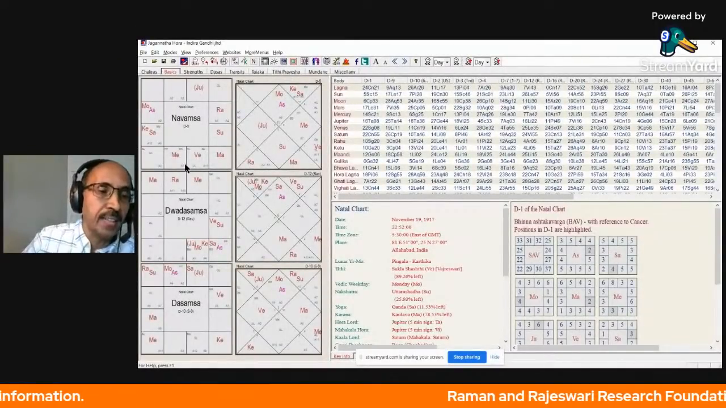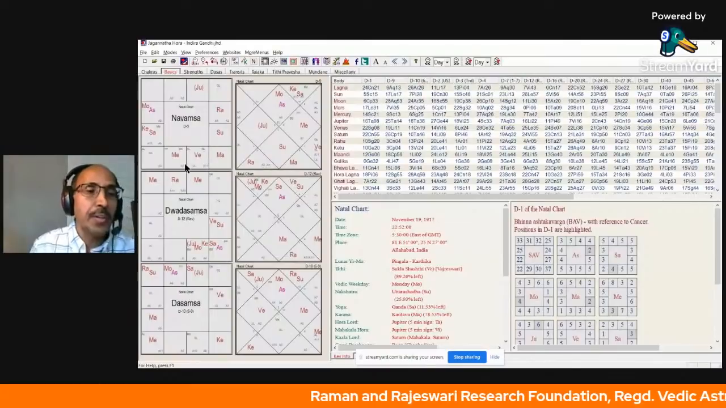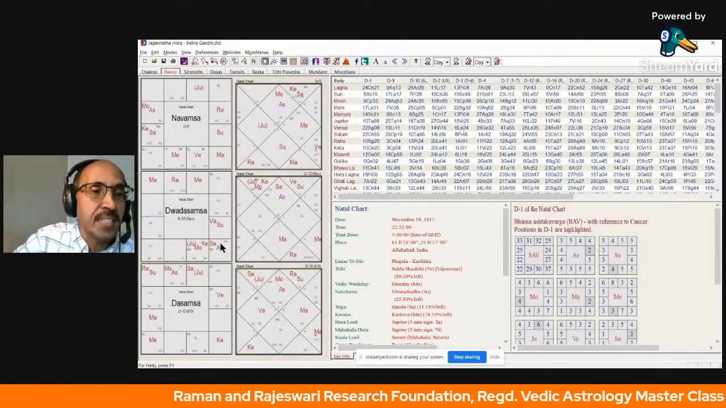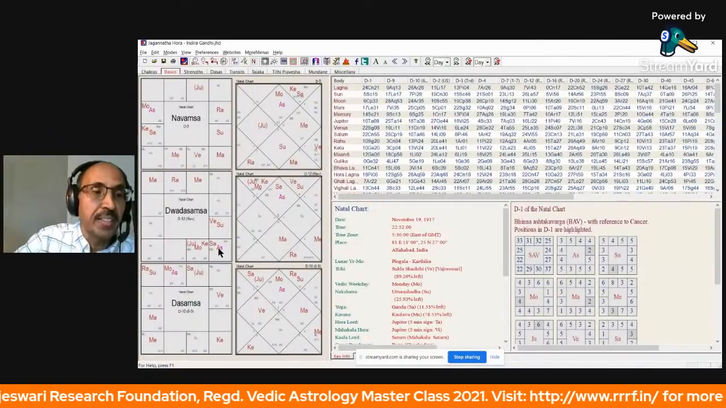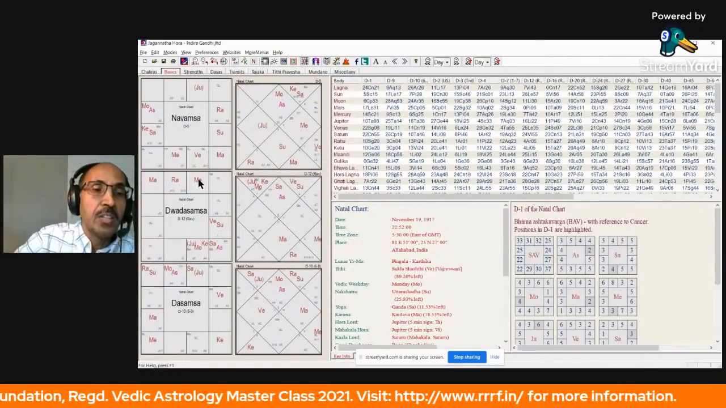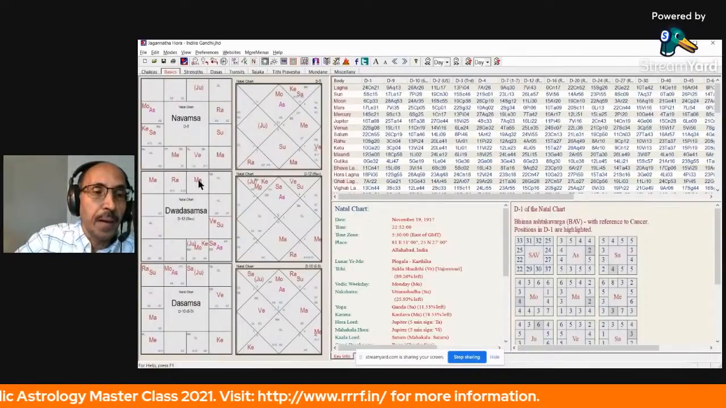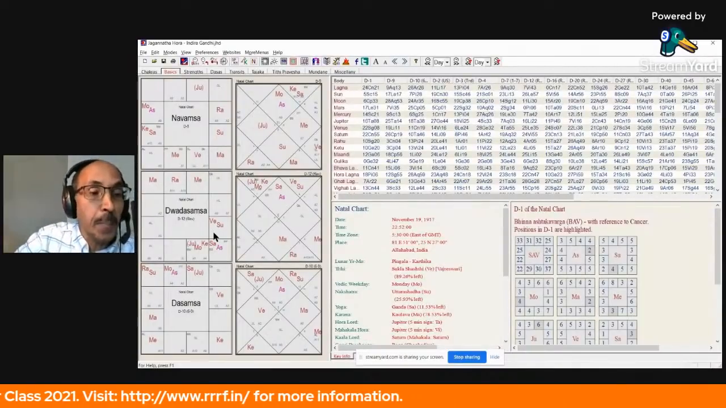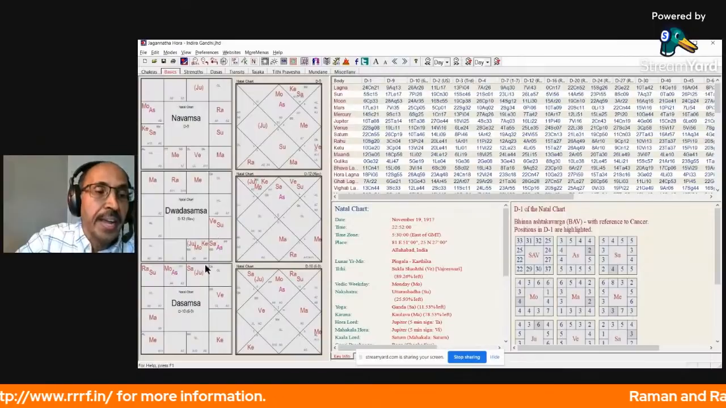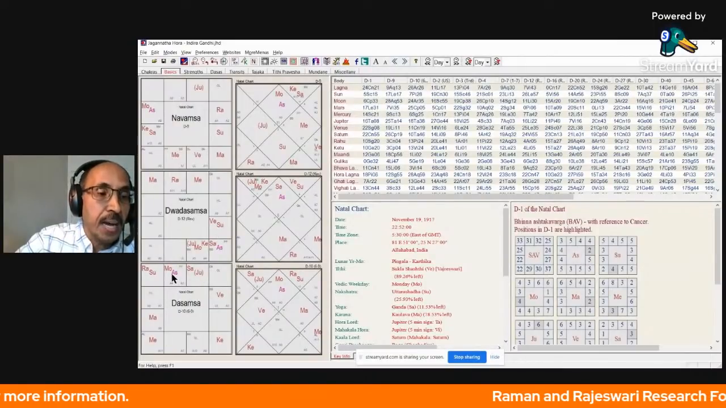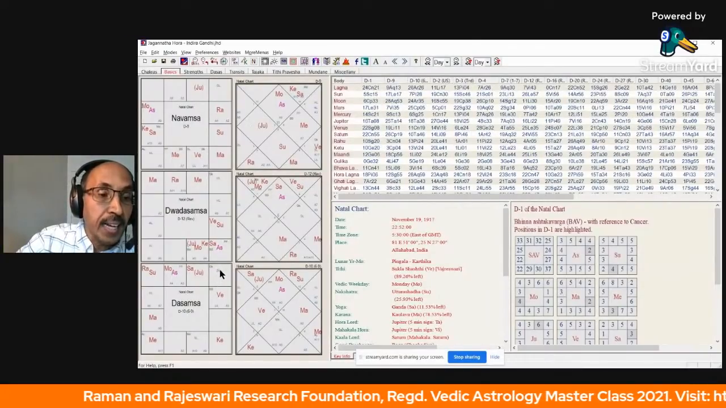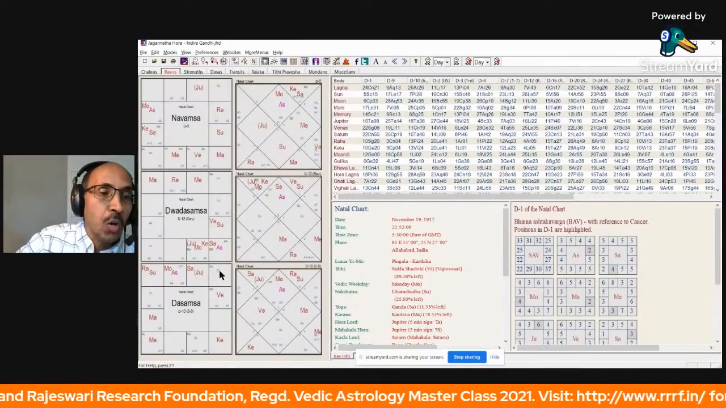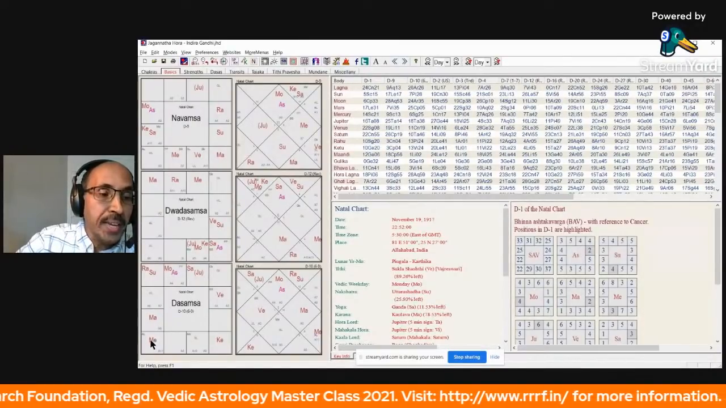So Mercury and Saturn are very important planets for the power that the father enjoyed. And if you look at the Dasamsha chart, if you look at the Ghatika Lagna, it is owned by Mercury, and Mercury is aspecting it.